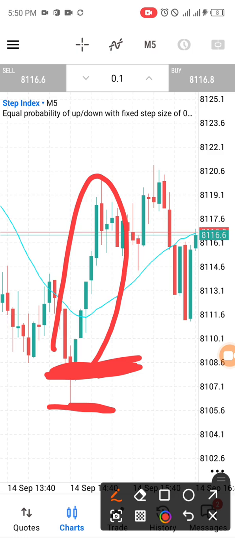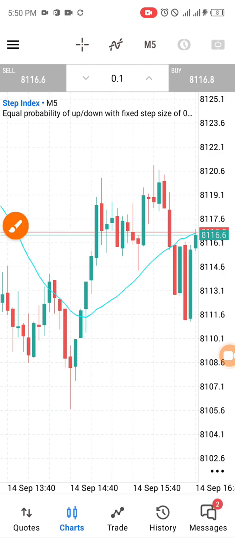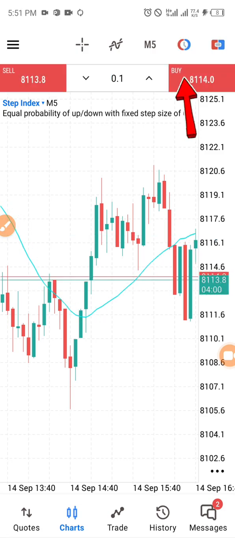Later on in more videos, I'll be explaining more about candlesticks, how to use them to make your analysis and predict where the market is going to go. But for today, I'm just going to show you the outlook of MT5 and what you need to expect. From your MT5, you can see that there is a sell here, and there is a buy.